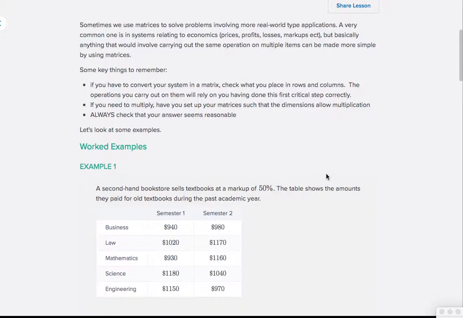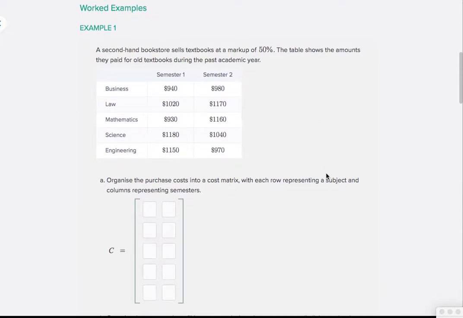Let's have a look at an example. Example 1: a second-hand bookstore sells textbooks at a markup of 50%. The table shows the amounts they paid for old textbooks during the past academic year. So in semester 1, the business textbook was $940 and semester 2 was $980. Organise the purchase costs into a cost matrix with each row representing a subject, well, the subject is business, and columns representing semesters.